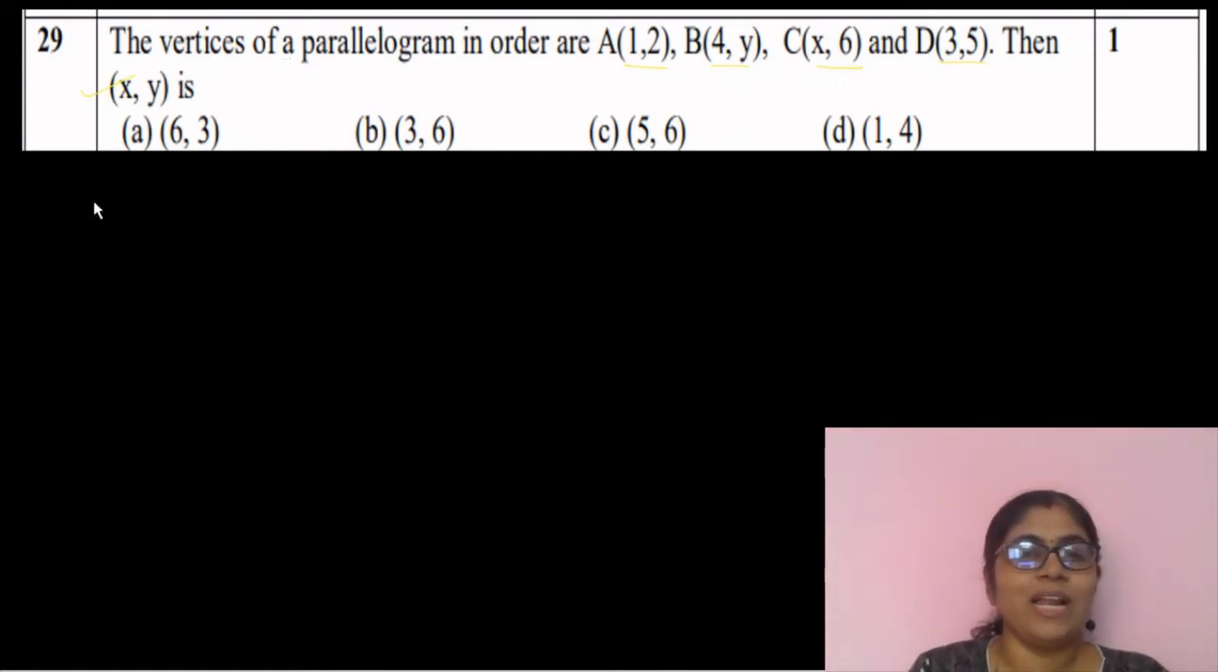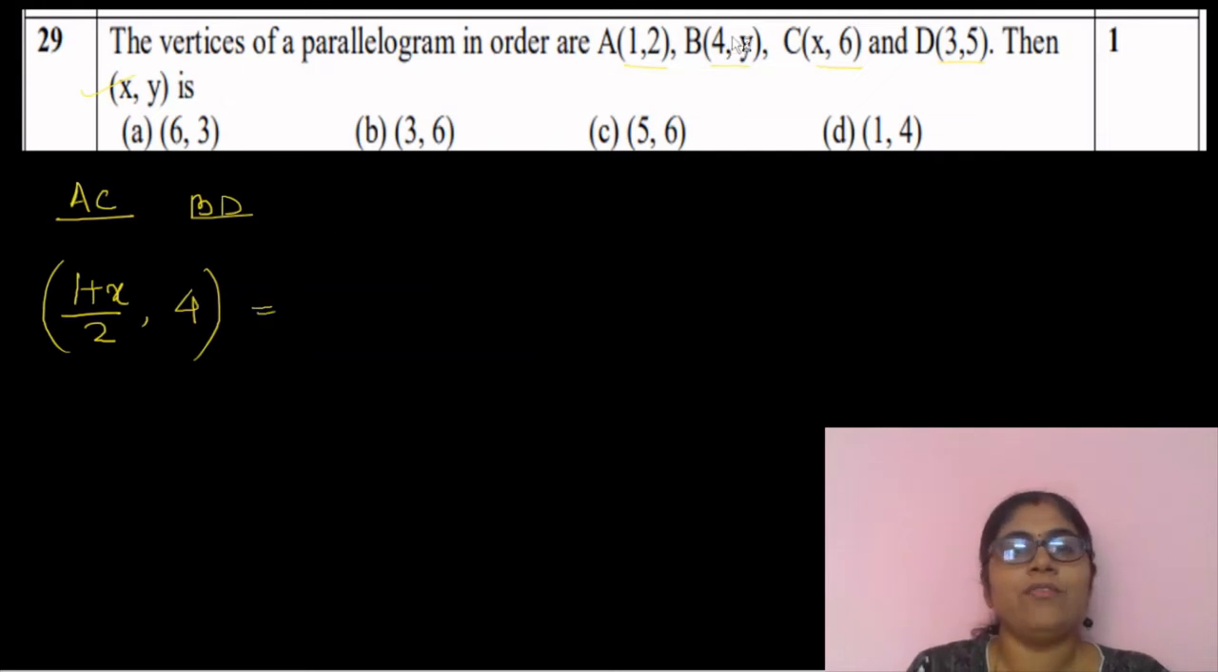So what are the diagonals? AC and BD. So they bisect each other. That means the middle point of AC equals the middle point of BD. So what is the middle point of AC? This is (1 plus x) by 2 and (2 plus 6) by 2, that is 4. And what is the middle point of BD? (4 plus 3) by 2, that is 7 by 2, and (y plus 5) by 2. So by equating these two, we can easily get the value of x and y.